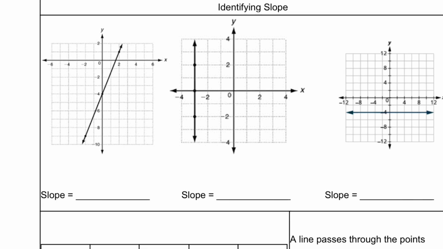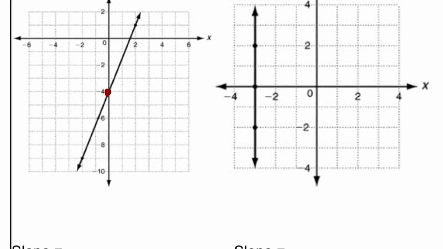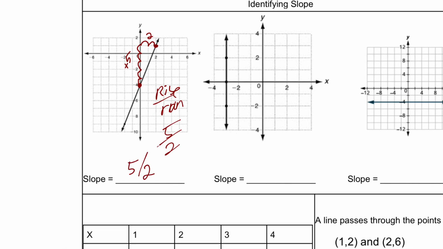To identify the slope here, I consider 2 points and I look at rise over run. So here is 1 point, and here is another. I can go up 1, 2, 3, 4, 5, and I can go right 1, 2. Remember, I write this as rise over run. So that's 5 over 2. That's my slope, 5 halves.